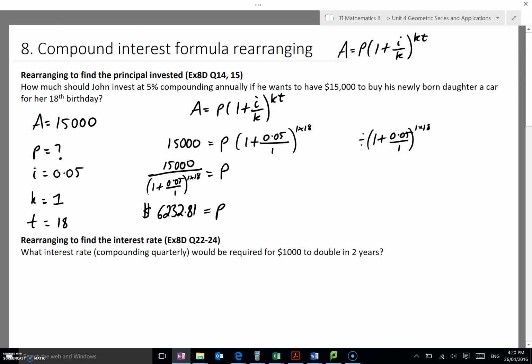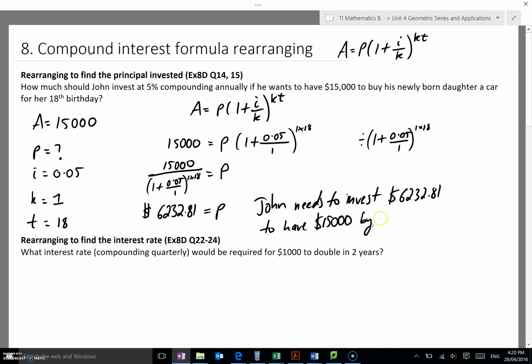And I'd write some statement for this. John needs to invest $6232.81 to have $15,000 by her birthday. Alright, so finding the principal is relatively straightforward. If you want practice, you can have a look at those exercise 8D problems.